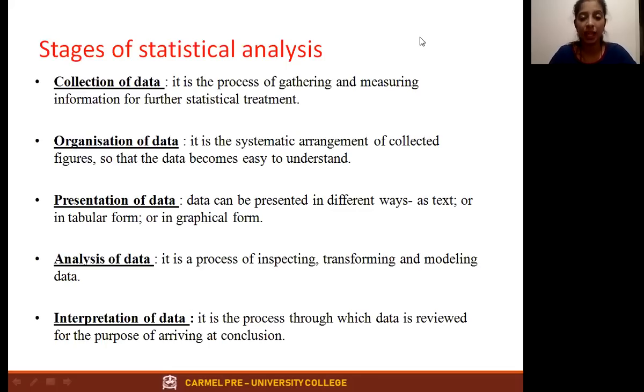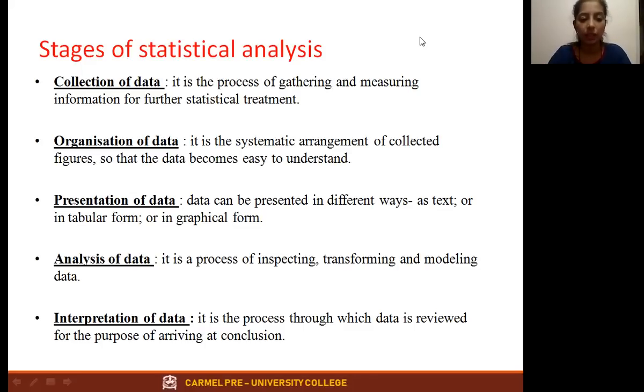Next is stages of statistical analysis. How does the statistical process, or the cycle, go? The first one is collection of data. The cycle goes like this: collection, organization, presentation, analysis, and interpretation of data.